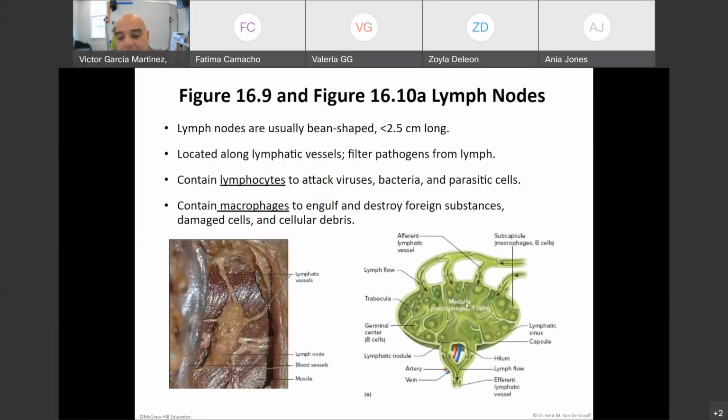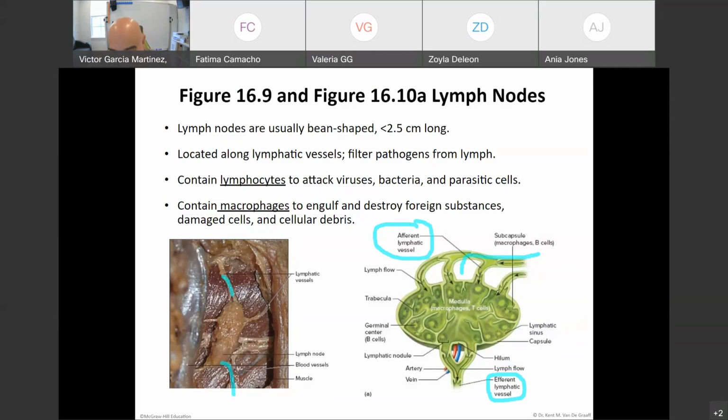Guys, first of all, we have our lymph nodes. If you remember, I told you the lymphatic vessel arriving into the node is called the afferent lymphatic vessel. If you have the lymphatic vessel departing after the lymphatic node, it's called the efferent lymphatic vessel. Then you have here afferent and efferent vessels. This is the lymphatic node.